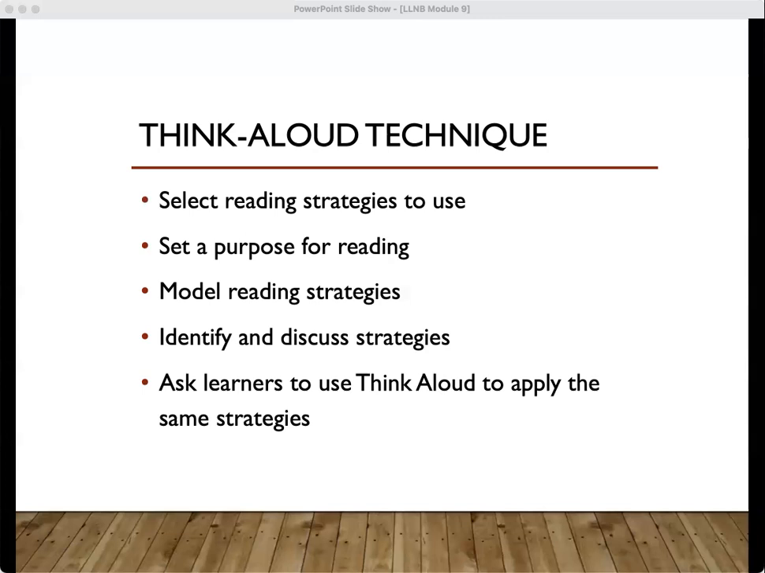Ask them to think of other strategies that you might have used. Step 5, give the learners something else to read and have them do the Think Aloud technique using the same strategies.